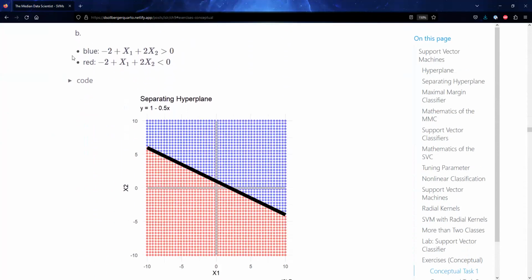In part B, pretty similar. We have this inequality pair, and that's the picture that we get. Recall that the concept is that we have what we're calling a separating hyperplane that splits the space into two different regions.